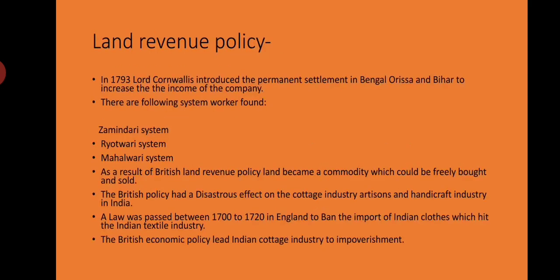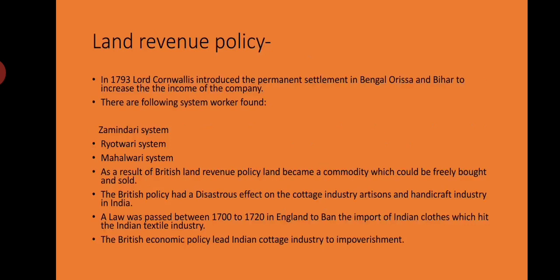Now, land revenue policy. In 1793, Lord Cornwallis introduced the Permanent Settlement in Bengal, Orissa and Bihar to increase the income of the company. The following systems were found. First, the Zamindari system. This made zamindars landowners. Their right of ownership was made hereditary, and this was in Bengal, Orissa and Bihar.